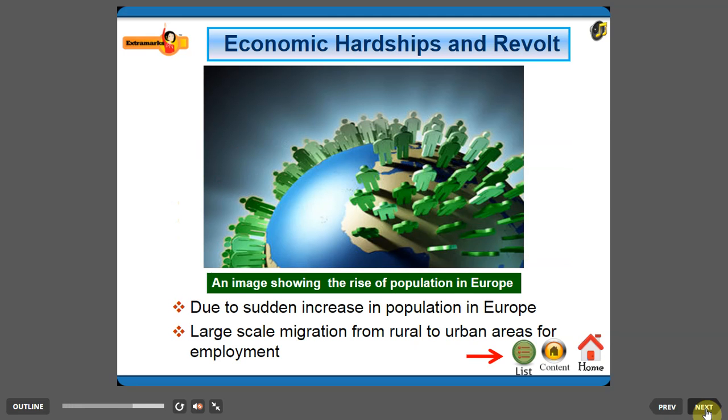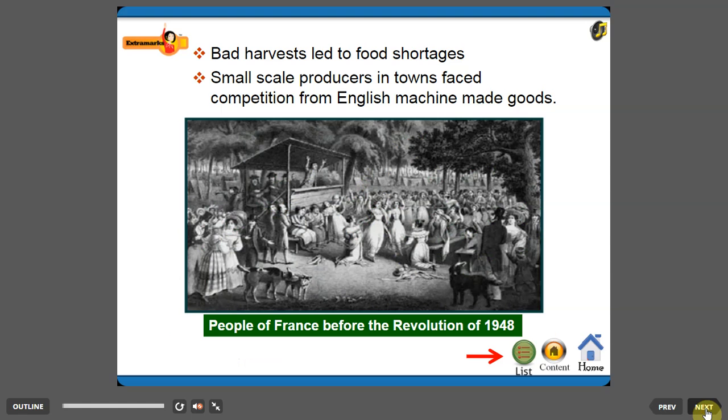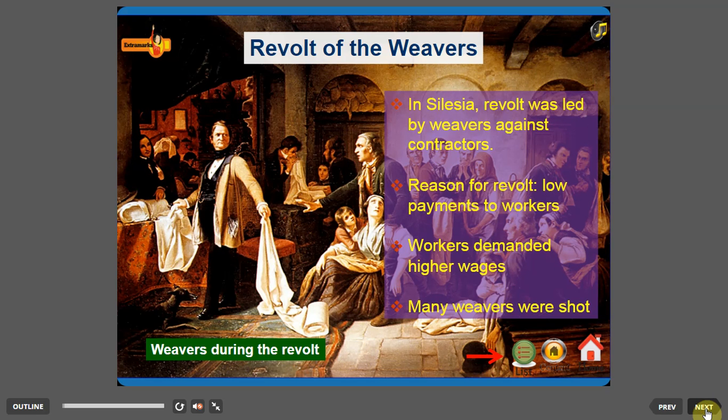Economic hardships and revolt. From 1830 onwards, Europe had faced lots of economic hardships. Lots of reasons were there, like the rise of population in various parts of Europe. The sudden increase had resulted in lots of economic problems, and large scale migration from rural to urban areas for employment. Bad harvest also led to food shortages, and small scale producers in towns faced competition from English machine made goods. And all these things resulted in economic hardships.